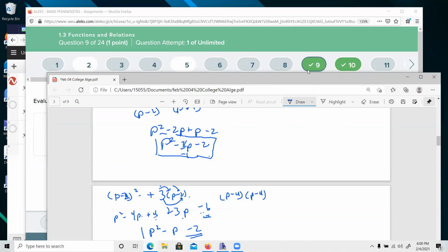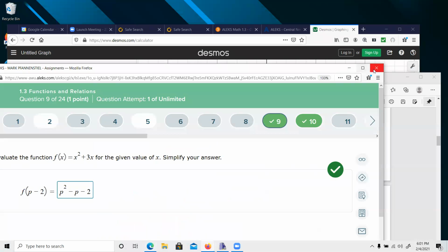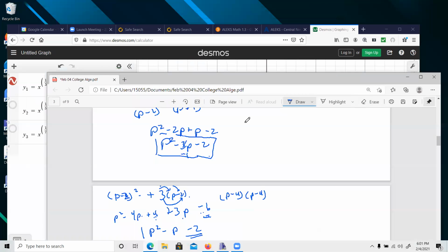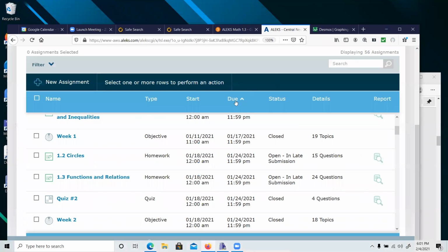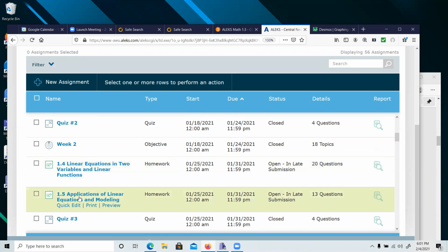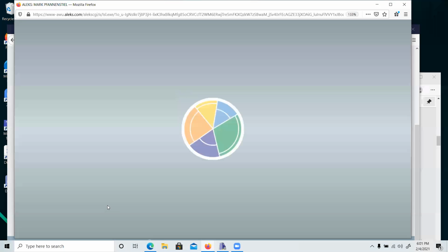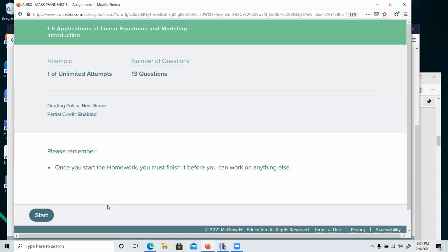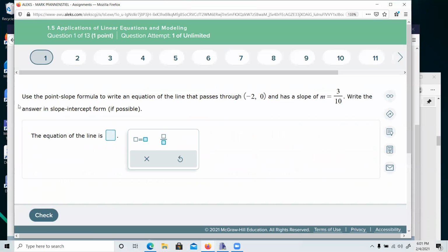Okay. All right, let's take a look at another section here. So I'm going to go ahead and knock this one out. You go back to Alex and say, you know, I'll bet linear equations is a good one to do. All right.